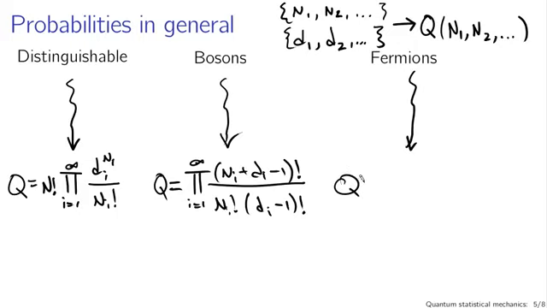And for fermions, your expression looks similar to the expression you get for bosons, only slightly more simple. It's again a product from i goes from 1 to infinity of simply the degeneracy of the ith state factorial divided by the number of particles you're assigning to state i factorial times the degeneracy of the state i minus n sub i factorial. So these are our expressions for the total number of states.